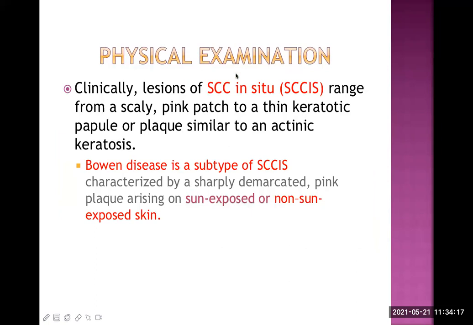Now, clinically, the lesions of squamous cell carcinoma in situ range from a scaly pink patch to a thin keratotic papule or plaque, similar to actinic keratosis. Yesterday, we saw some pictures of actinic keratosis. This is a pre-malignant condition. Later on, it may convert into squamous cell carcinoma. So Bowen's disease is another term for squamous cell carcinoma in situ. It almost looks like actinic keratosis. There is no frank ulcer at this stage, but it may look like a scaly lesion, or a pink patch on the surface of the skin, or there may be excessive flaking there. So any type of presentation may be there. And we all know Bowen's disease is a term we use for squamous cell carcinoma in situ. This is a general term. Wherever squamous cell carcinoma occurs, if it has not crossed the basement membrane, we can use the term Bowen's disease.